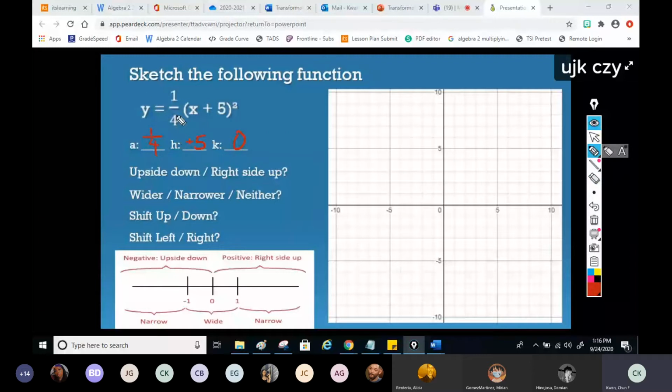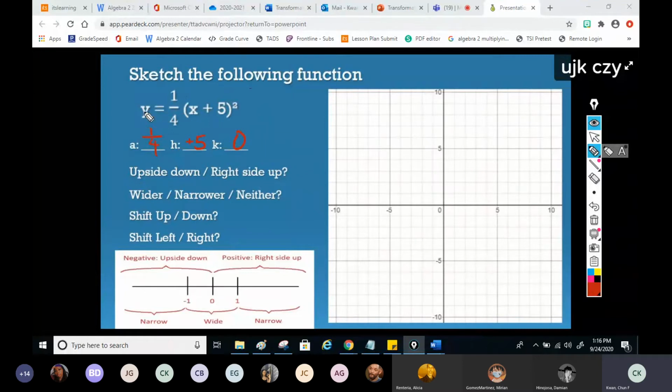If you don't see an A, it's going to be a 1, all right? So this is a huge difference. For H and K, if you're missing H or K, it's going to be a 0. If you're missing an A, you're looking at a +1, all right? So this is a huge difference.